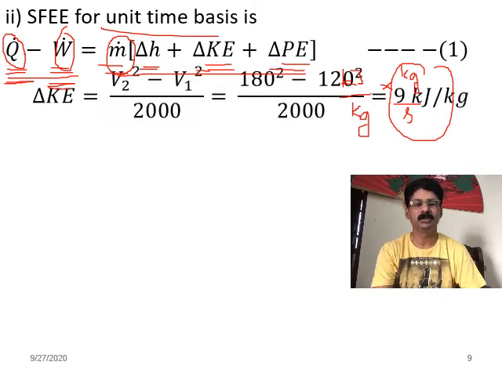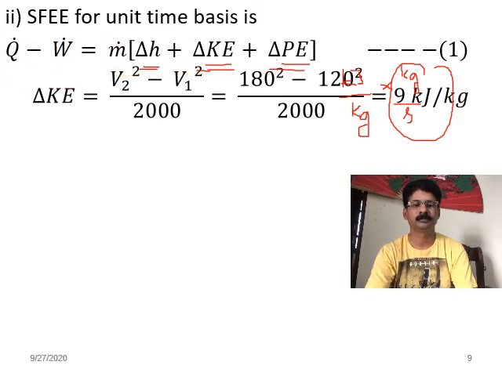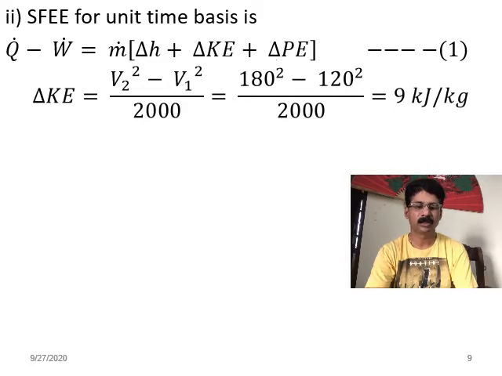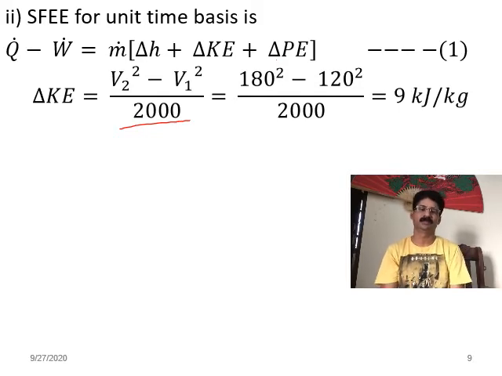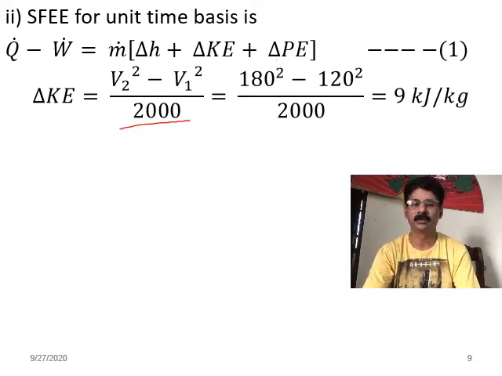Now delta H you already found out. So let us find out delta KE. Delta KE is nothing but V2 squared minus V1 squared by 2, but you have to convert that into kilojoules, so you have to divide it by 1000. So divided by 2 and divided by 1000, so divided by 2000. So you get it as 9 kilojoules per kg.